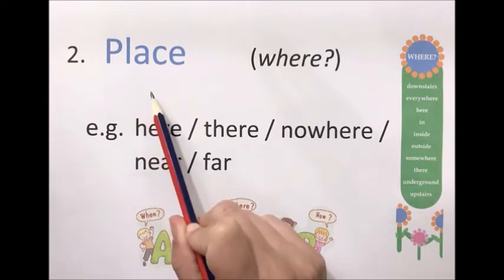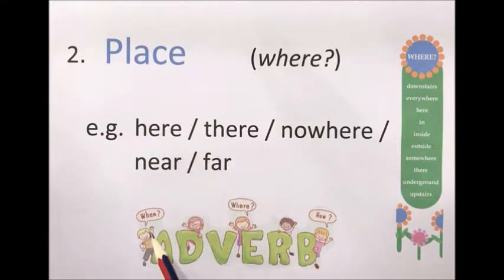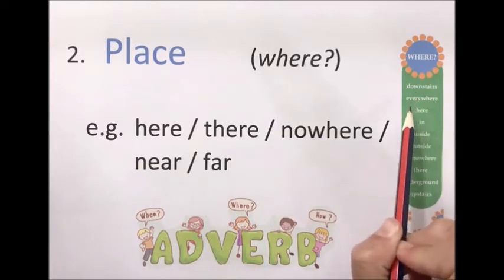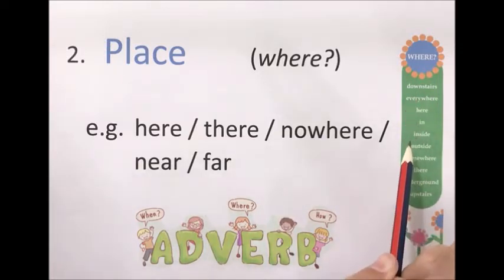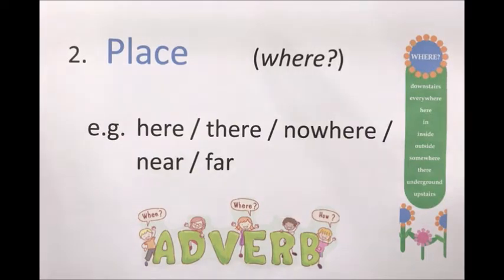Make sure you leave a line open after place, and then in blue pen you write these examples. Some other examples are downstairs, everywhere, in, inside, outside, somewhere, underground, upstairs. All words that point to a place. I can use the following examples. She is standing over there. Where is she standing? Over there. So over there will then be an adverb of place.